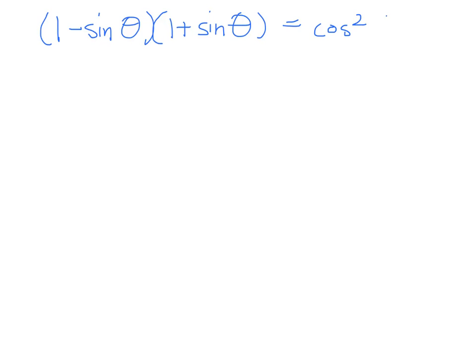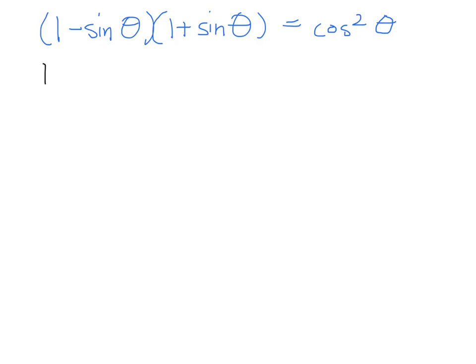Okay, so we've got a bunch of trig identities to go through. So let's just get into it. First one, we have (1 minus sine theta) times (1 plus sine theta) equals cos squared theta. Okay, so sines and cosines here should make it a bit easier.